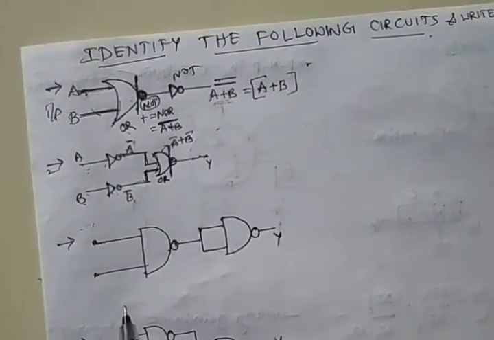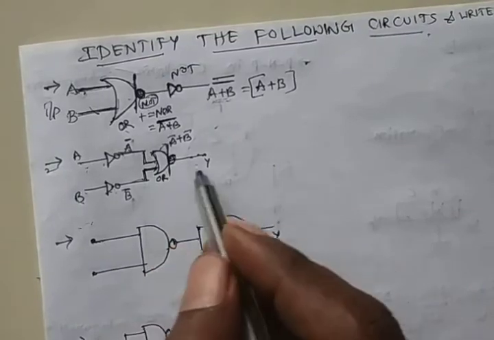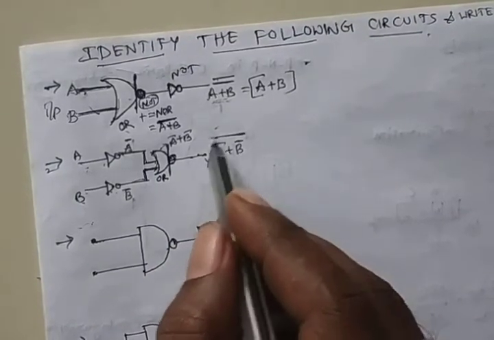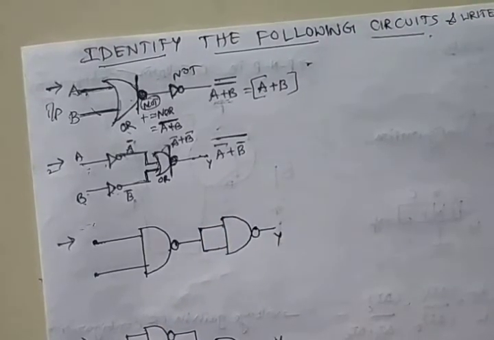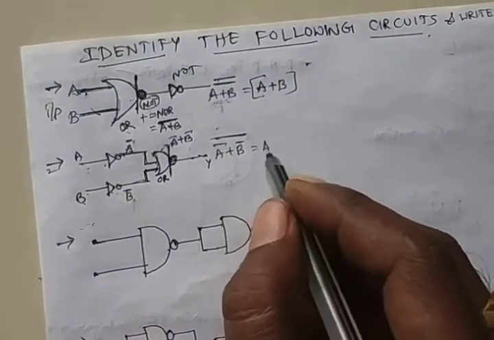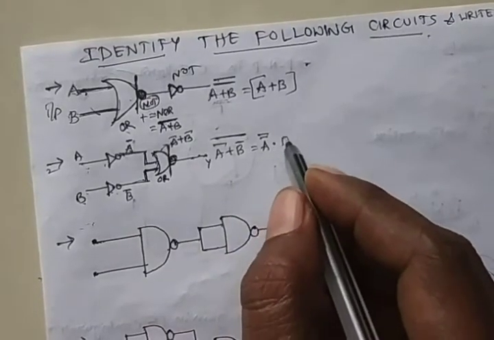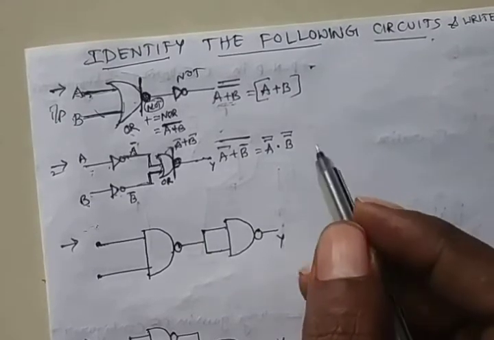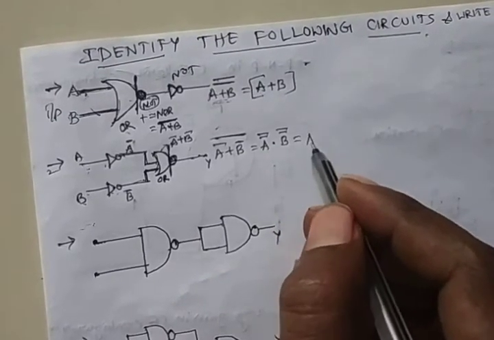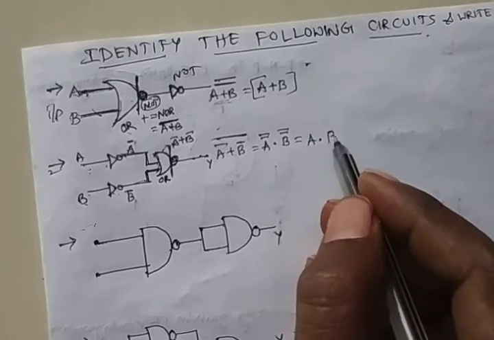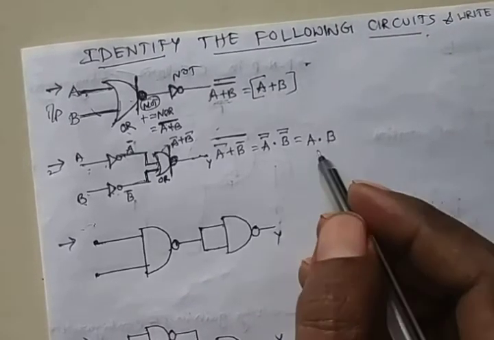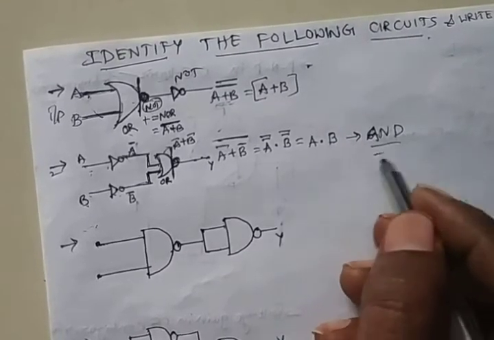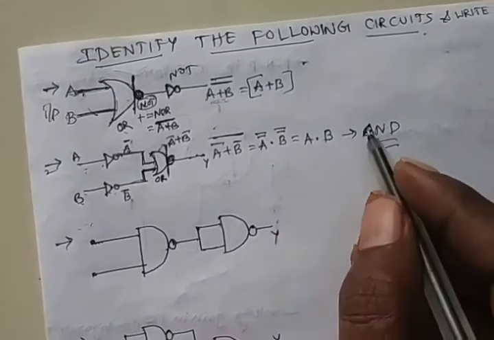Now after the circle, what will you get? (A bar plus B bar) whole bar. (A bar plus B bar) whole bar means A double bar dot B double bar, by using De Morgan's theorem. Then you can write like this: A double bar means A, B double bar means B. Then this gate is called what? AND gate. This gate is called AND gate.